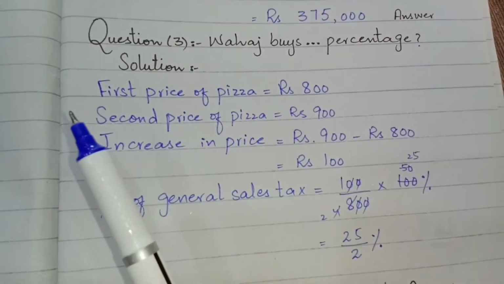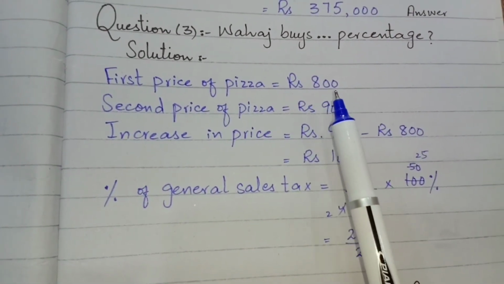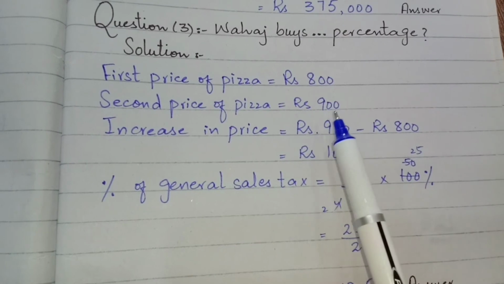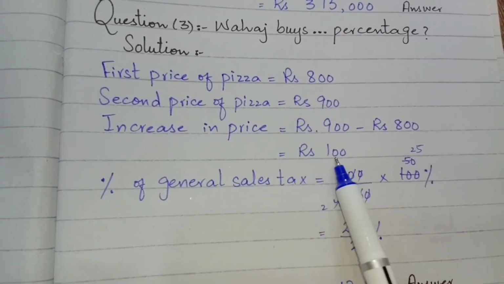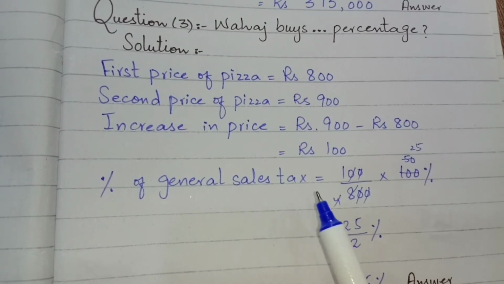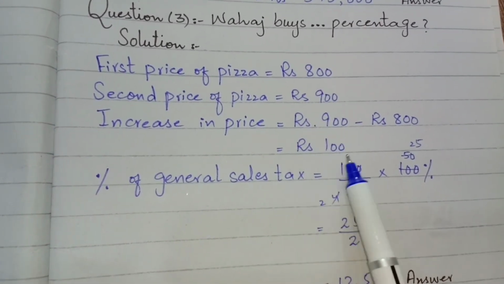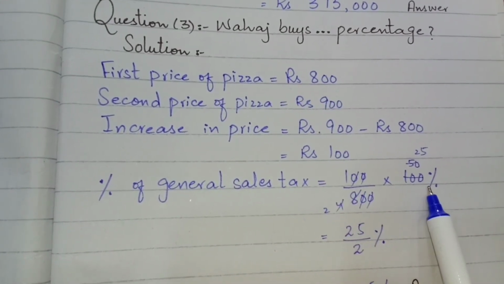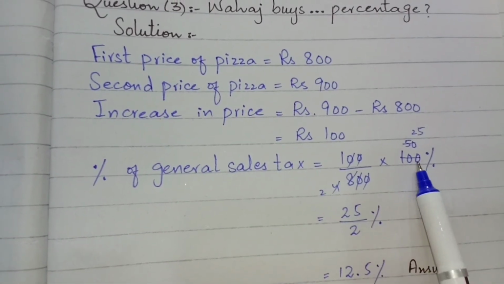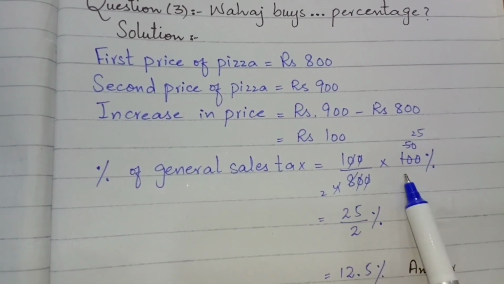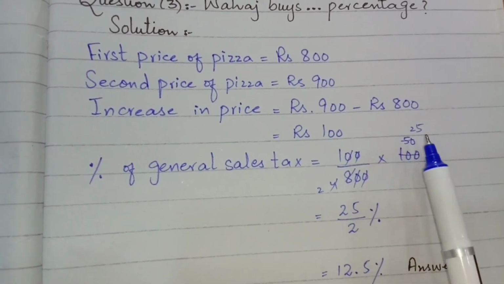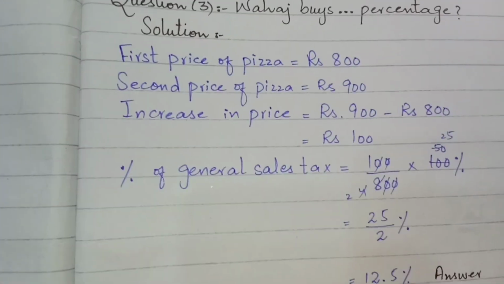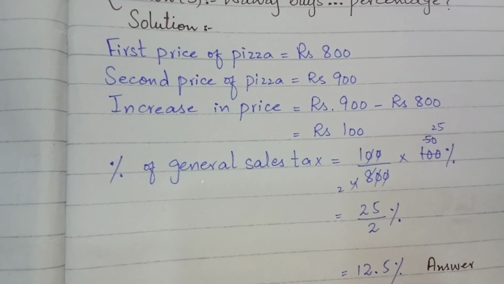So students, a week ago the price of the pizza was rupees 800. After a week, the second price of the pizza is rupees 900. So the increase in price is rupees 900 minus rupees 800, so rupees 100. Now we have to find the percentage of general sales tax, that is 100 over 800, the first price, multiplied by 100 percent. These two zeros will be cancelled out with these two zeros. 25 divided by 2 percent is equal to 12.5 percent. So the general sales tax percentage is 12.5.